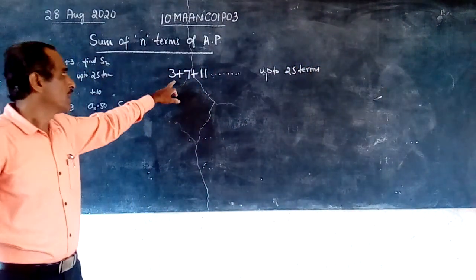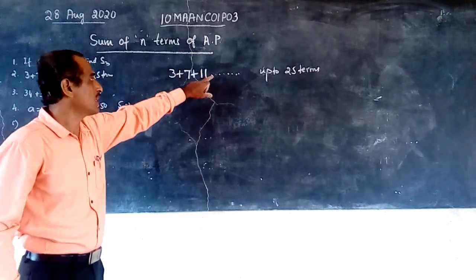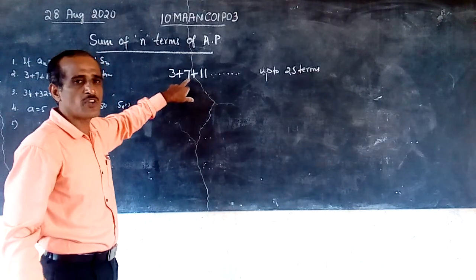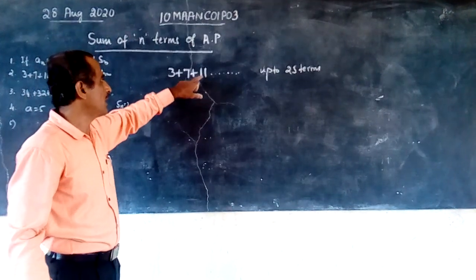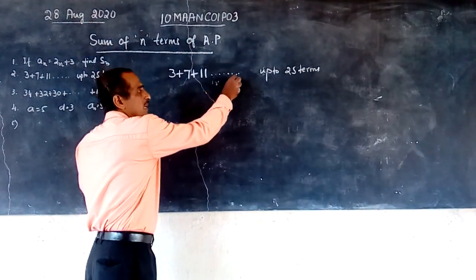An AP is given: 3, 7, 11. What is the next term? 3 plus 4 is 7, and 7 plus 4 is 11, so d is equal to 4 here. You have to add 4 to this, so it becomes 15. The next terms are 15, 19, and it continues like that.